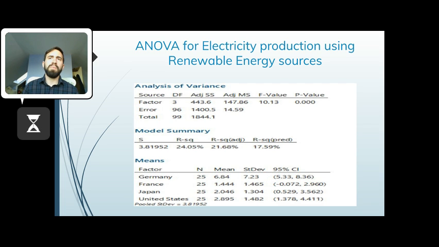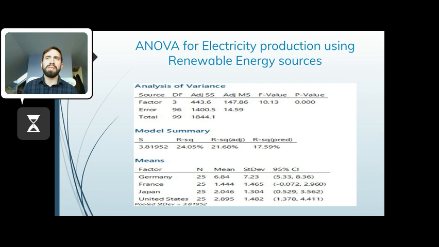Now, a couple of the key points on here I want to talk about are the mean values down at the bottom. You see Germany at just under 7, France at 1.4, Japan just over 2, United States just under 3. So it doesn't look like there's a lot of consistency between them, but to know if it's statistically significant, we look up at the p-value in the top right corner.